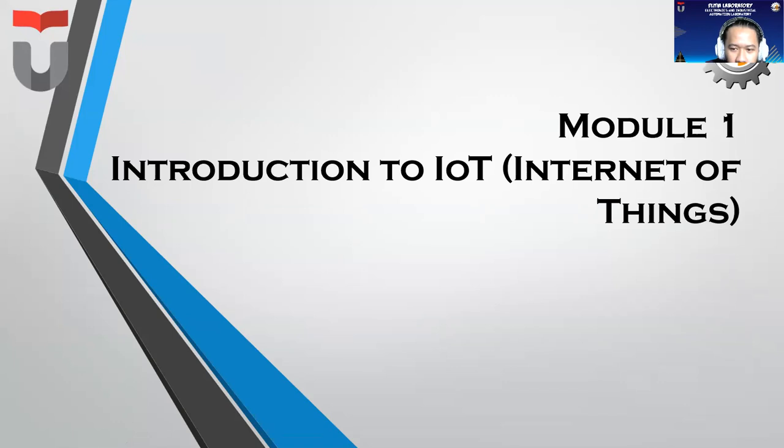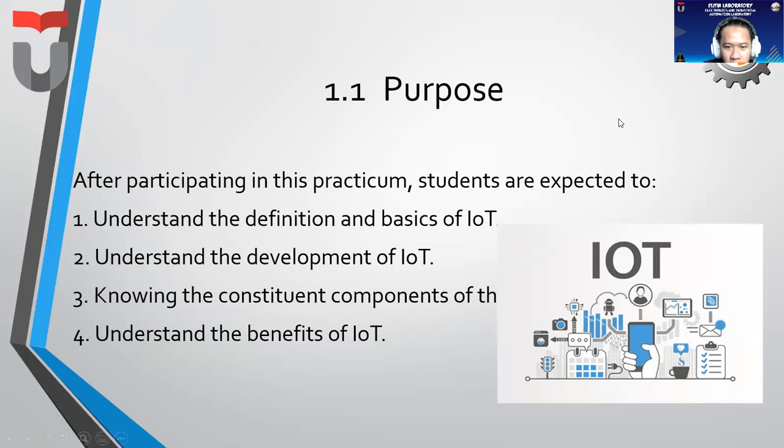So I want to explain module 1, which is introduction to IoT, Internet of Things. The first purpose: after participating in this practicum, students are expected to first understand the definition and basics of IoT. Second, understand the development of IoT. Third, know the constituent components of IoT. Last, understand the benefits of IoT.